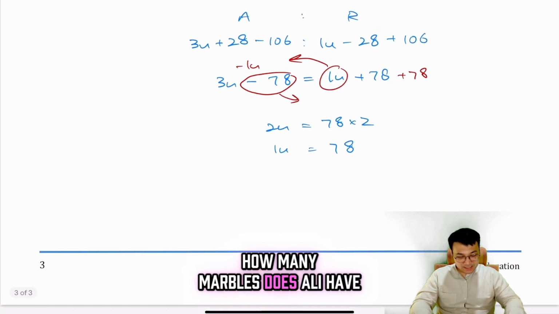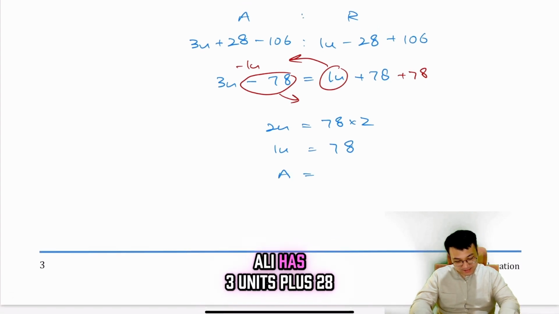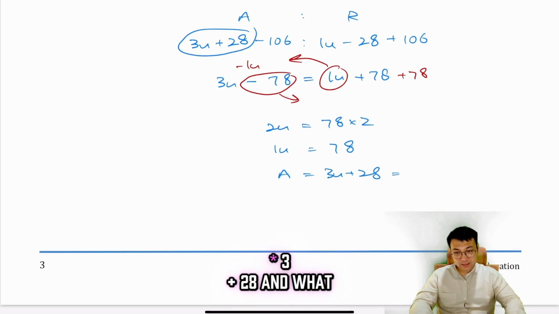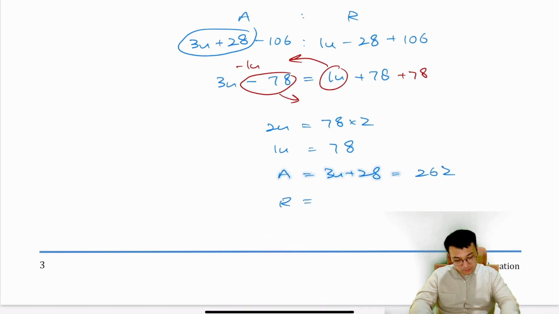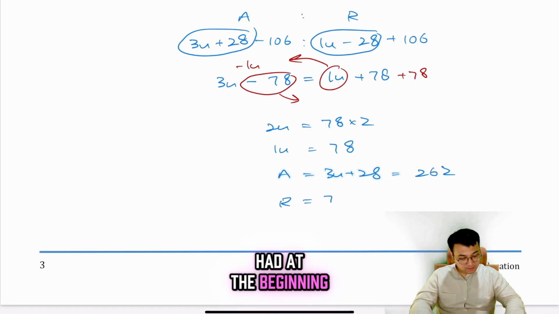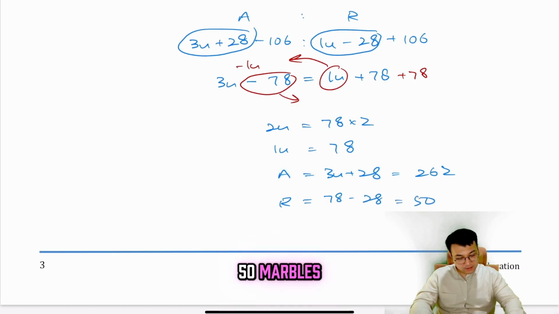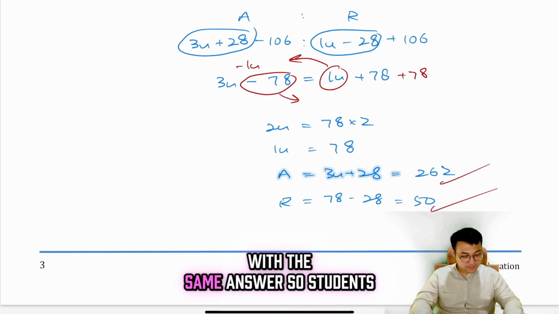Okay, how many marbles does Ali have? Ali has 3 units plus 28. And that gives us 78 times 3 plus 28. And what about Roy? This is how much Roy had at the beginning. 50 marbles. And we still end up with the same answer.